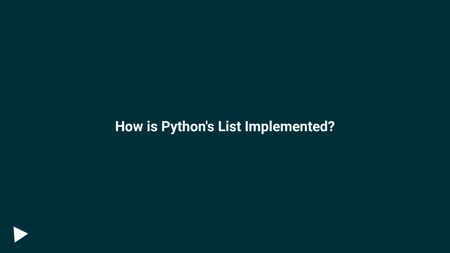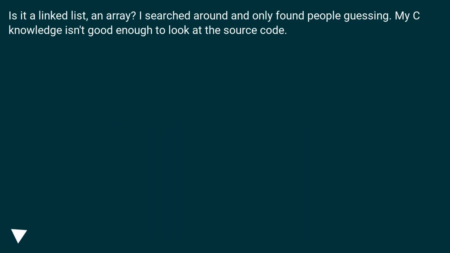How is Python's list implemented? Is it a linked list? An array? I searched around and only found people guessing. My C knowledge isn't good enough to look at the source code.